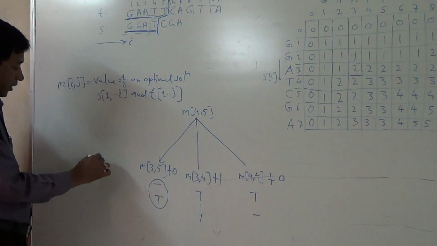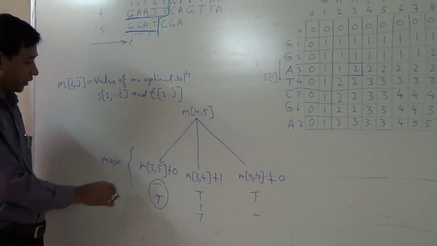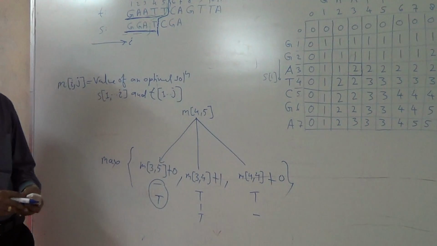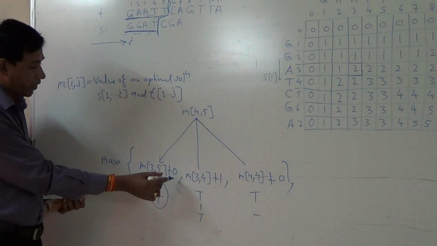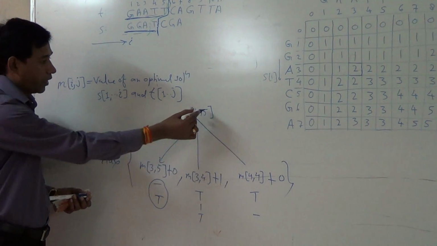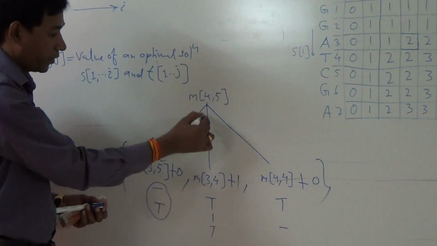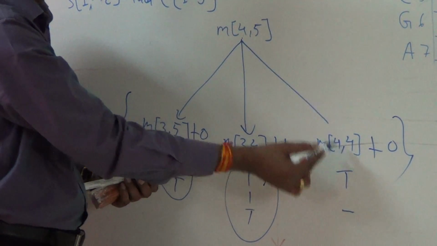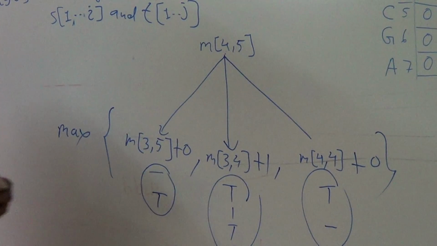Now we have to compute the maximum of this. Whatever gives the maximum will participate in computing this. If this is maximum, then this can be obtained from this. If this is maximum, then this can be obtained from this. If this is maximum, then this can be obtained from this. So in this way, we have to complete the entry.